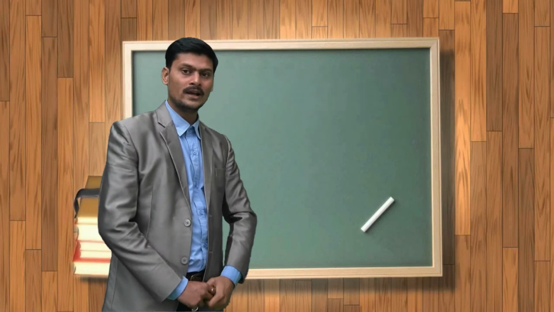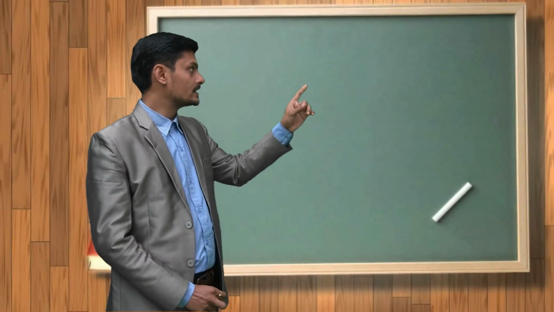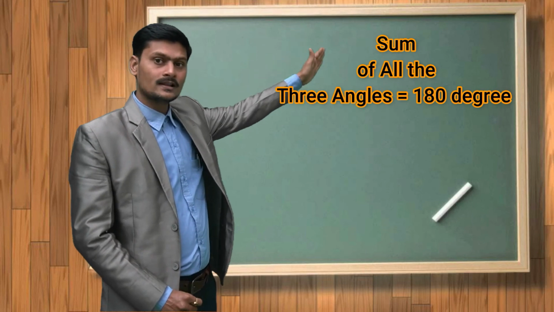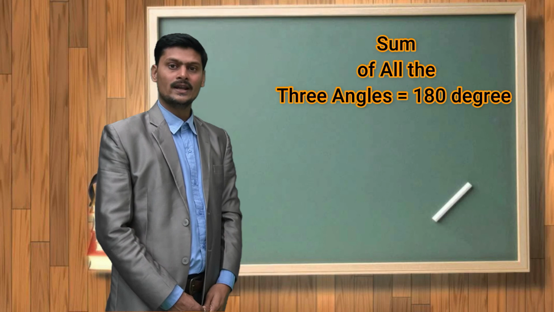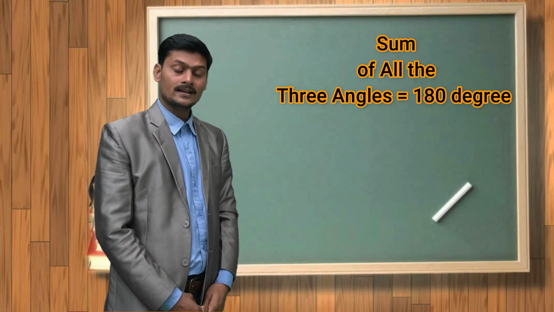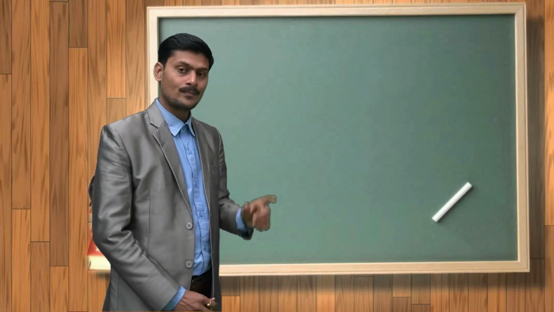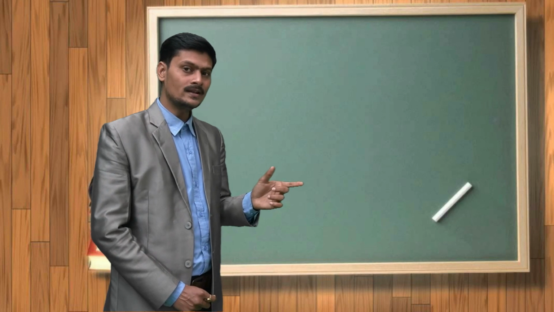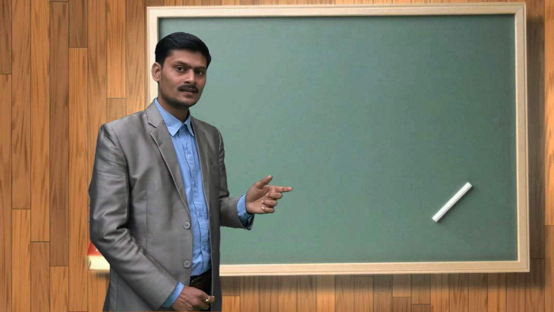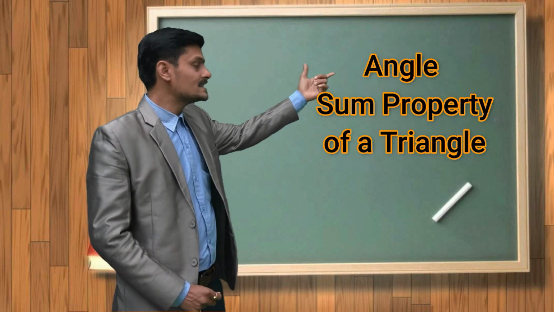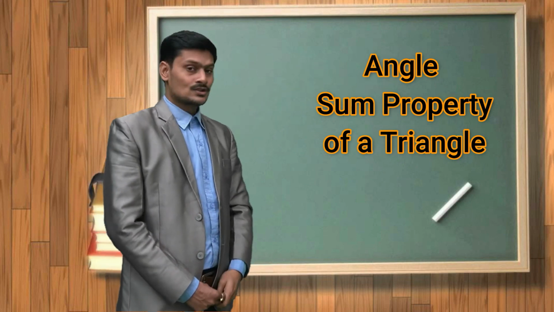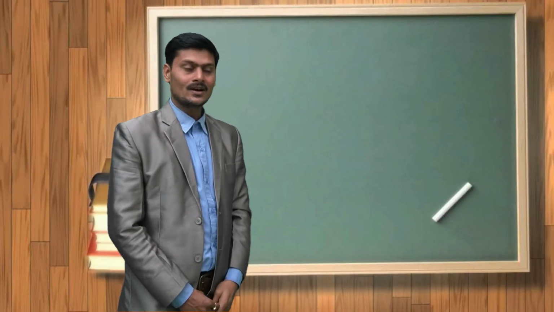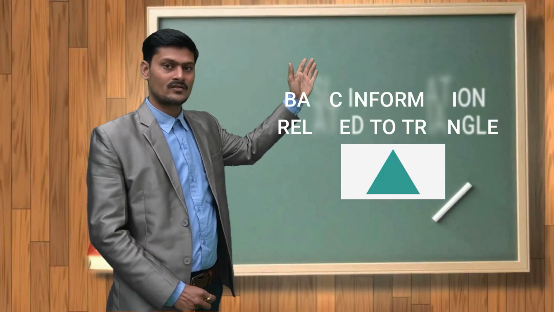One more important point is over here, that the sum of all the angles in a triangle is equal to 180 degrees, and it's known as a property. Which property? Yes, it's known as the angle sum property of a triangle. So this is the basics of the triangle.